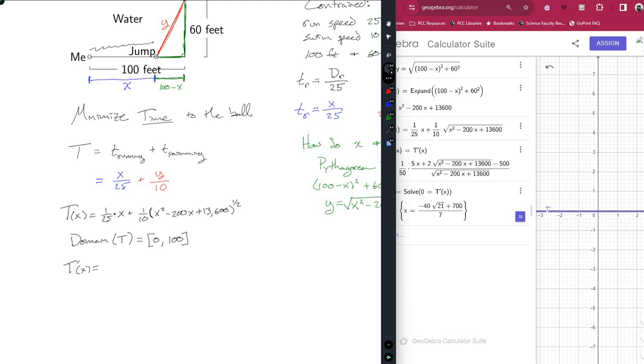T prime of x equals 1 over 50 times 5x plus 2 root. There's our fun x squared minus 200x plus 13,600 expression that is causing us so much grief here, just making everything super tedious to get through. But we're just going to follow the steps and let the computer do a lot of the work for us.